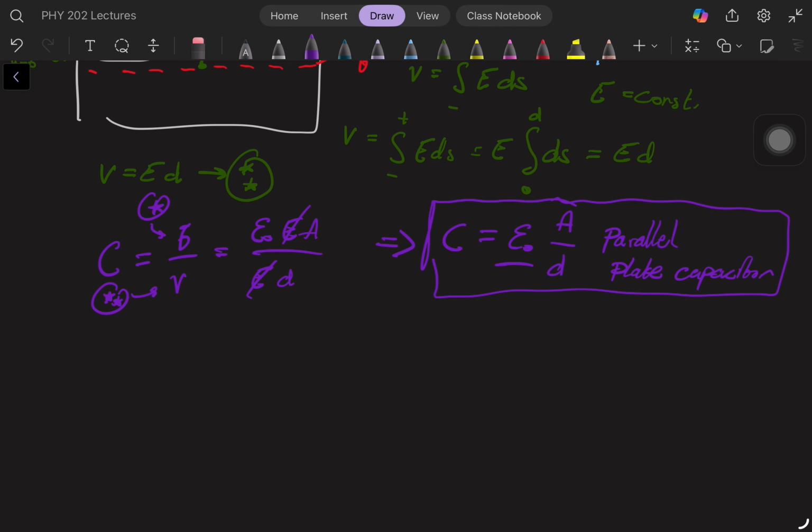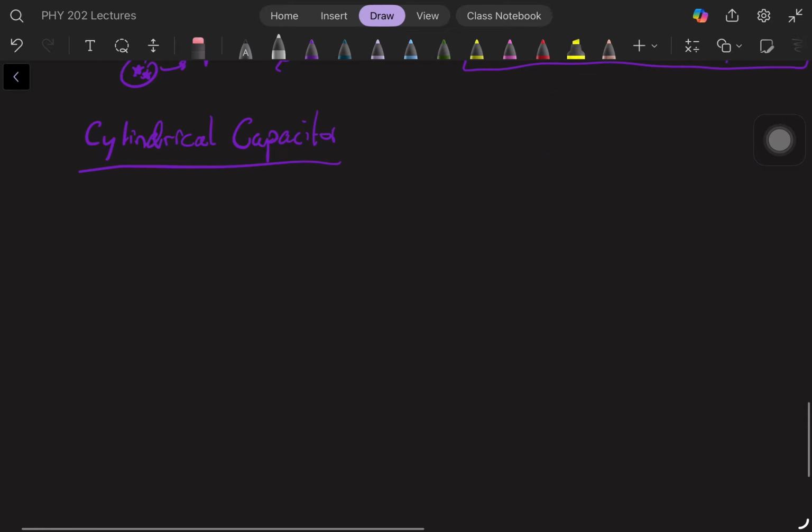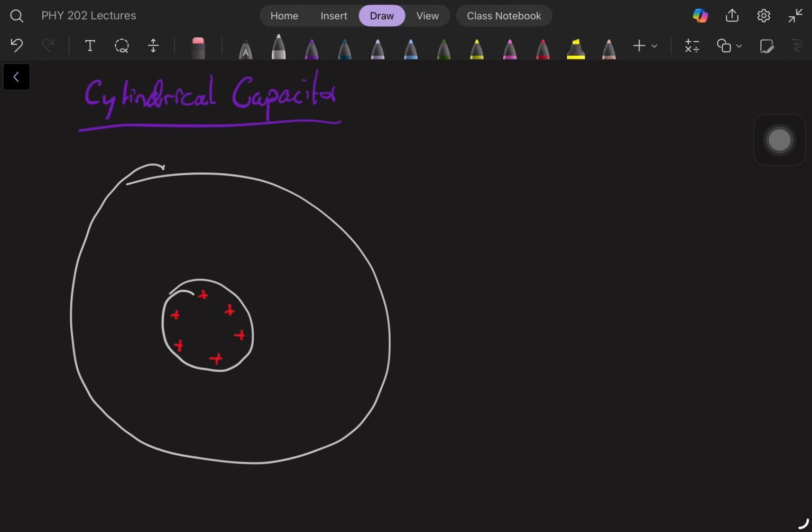Okay, and so let's hop on over to a cylindrical capacitor. Alrighty. And so we're going to have some inner cylinder, right? This is going to go in and out of the screen. And we'll say it has some charge on it. And then we're going to have our outer, I guess we'll give this a width because it's a cylindrical shell.